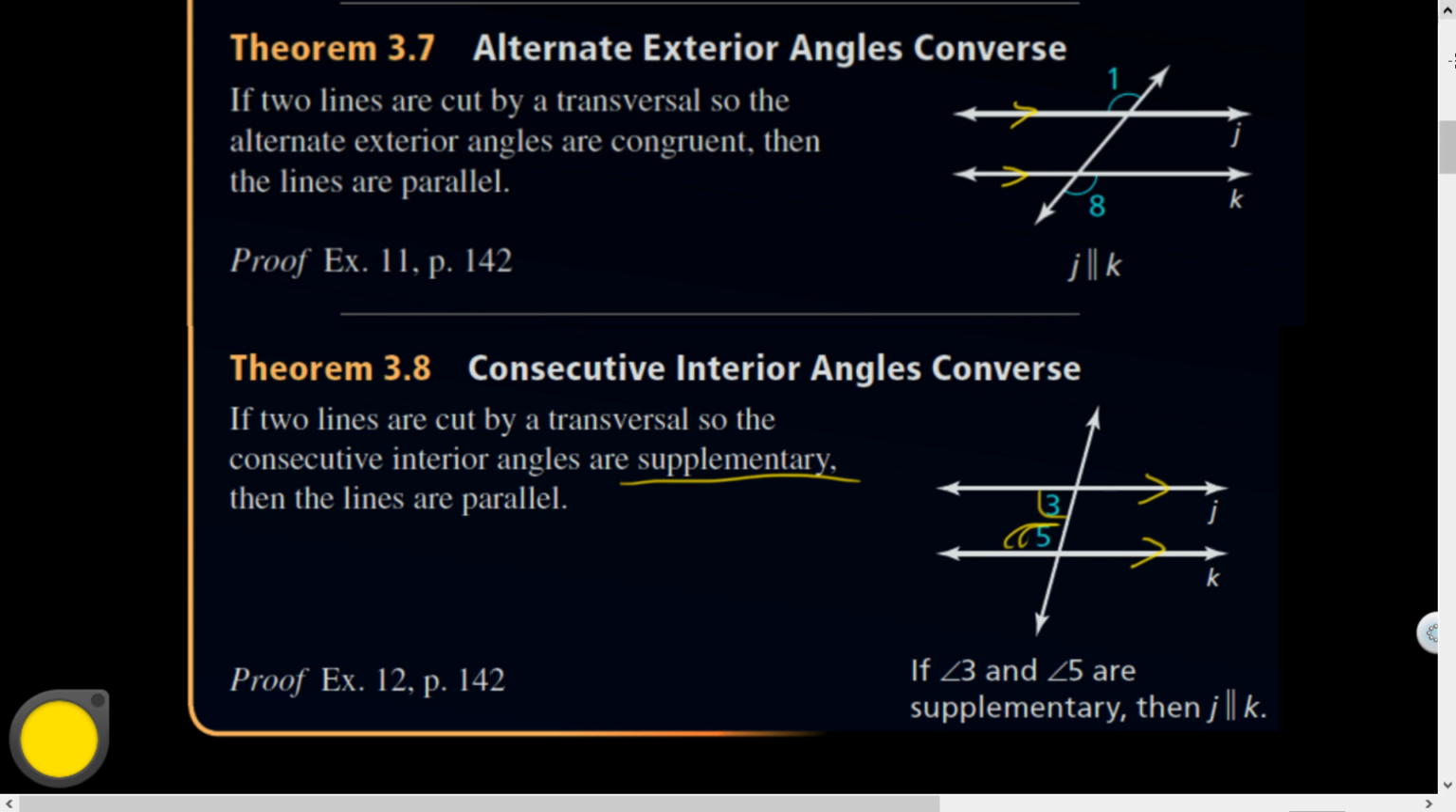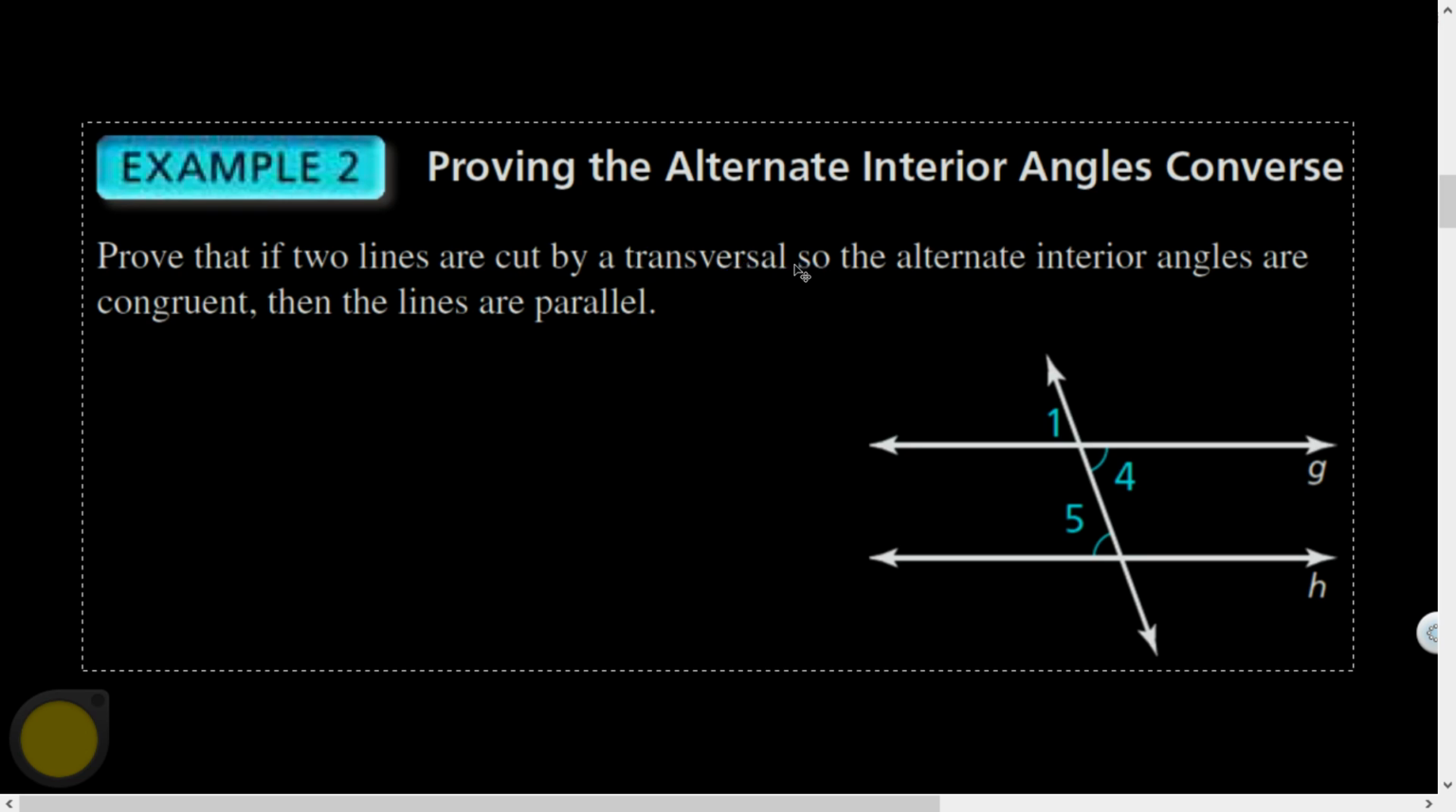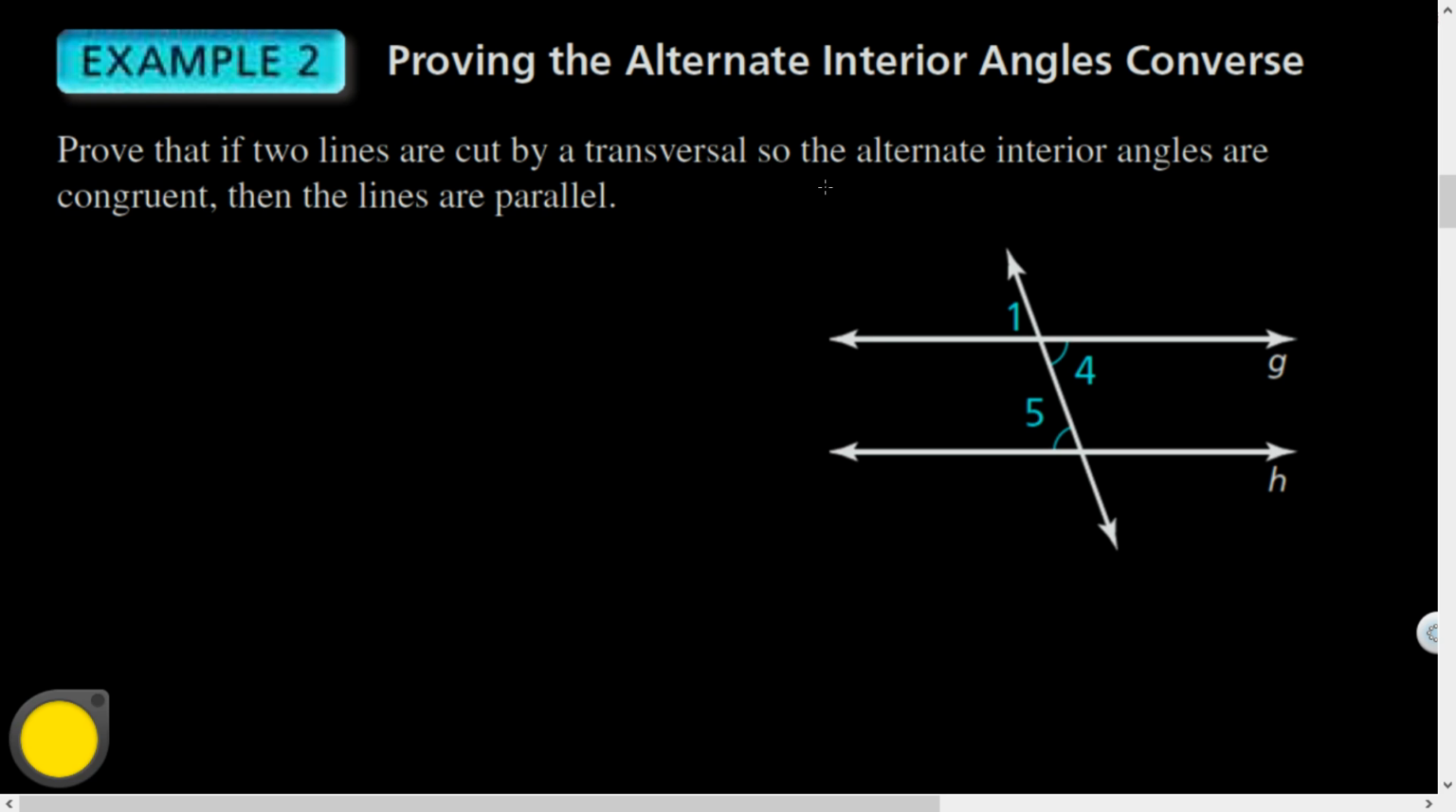So let's do example dose. Example dose. All right, here we go. All right, I've got a little drawing here, and we are asked to prove that the lines are parallel if they're cut by a transversal, as drawn, so that the alternate interior angles are congruent. Okay, all right, here we go.